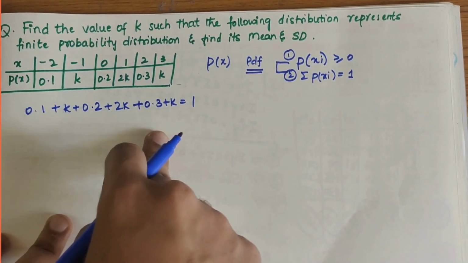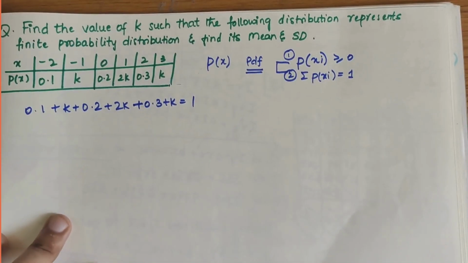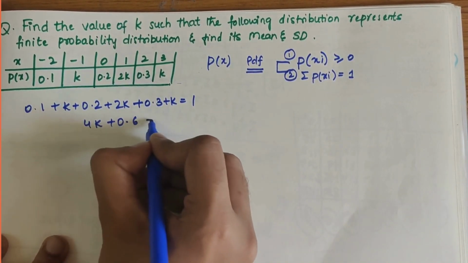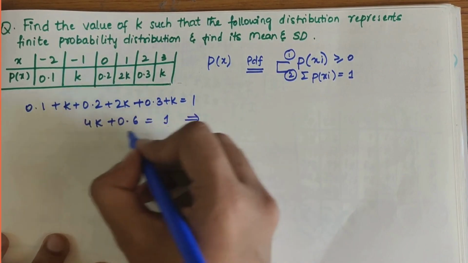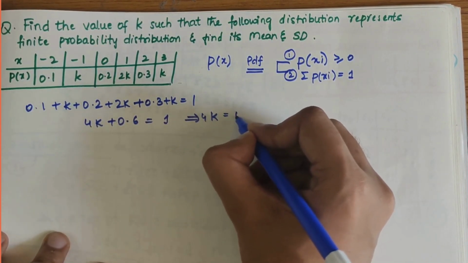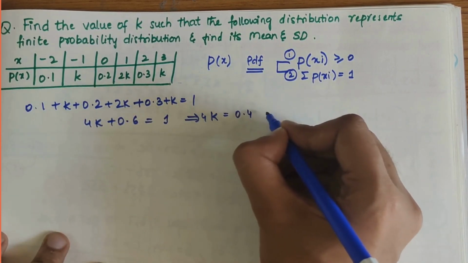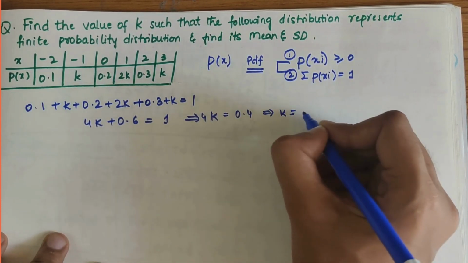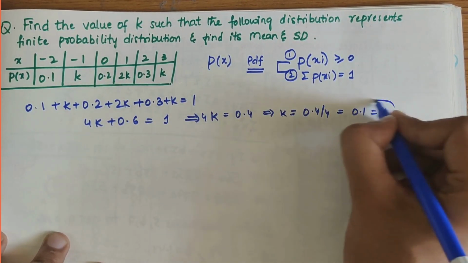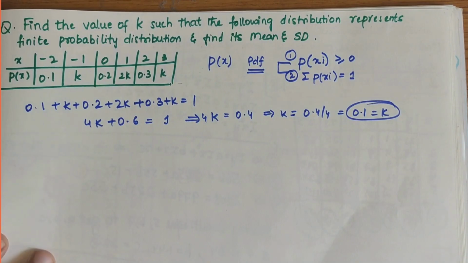Adding all the k terms and adding all the non-k terms, you'll get 4k plus 0.6 is equal to 1. If you send 0.6 to that side, 4k is equal to 1 minus 0.6, which is 0.4. So k is equal to 0.4 by 4, which is 0.1. So you have obtained the k value.